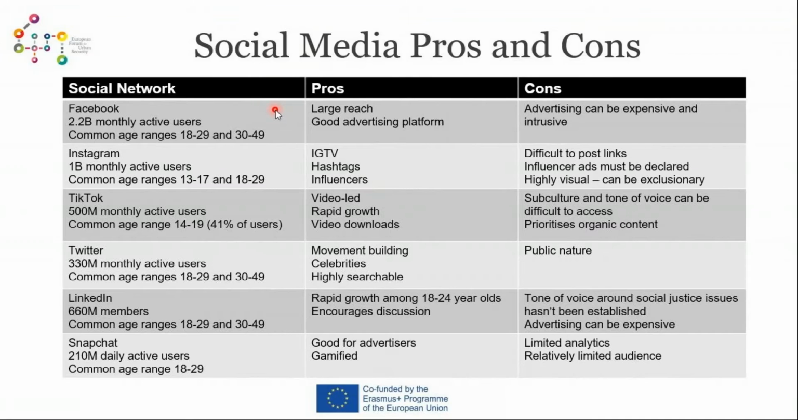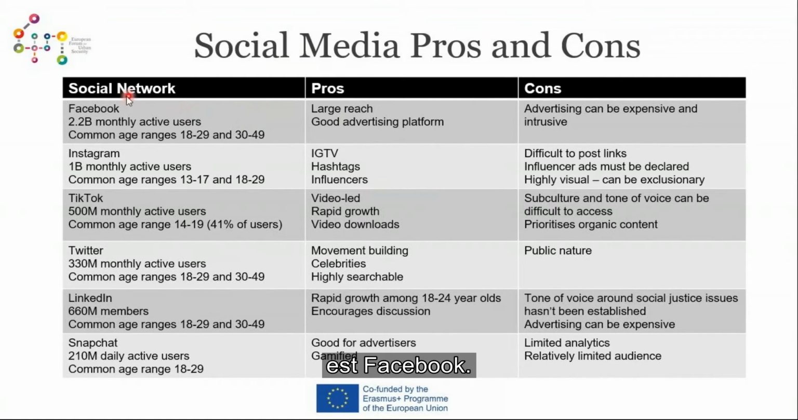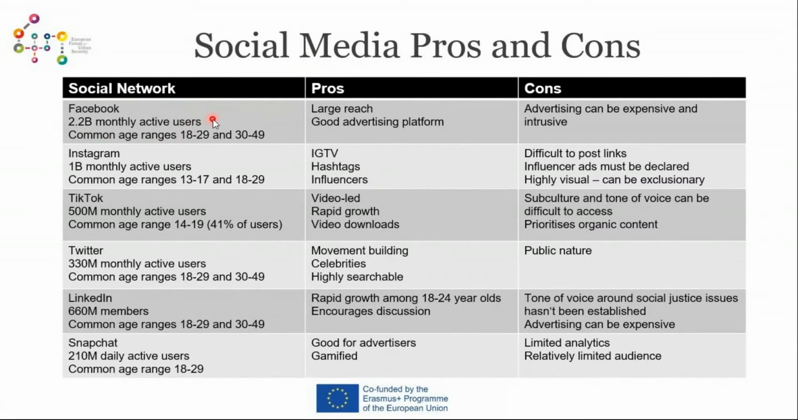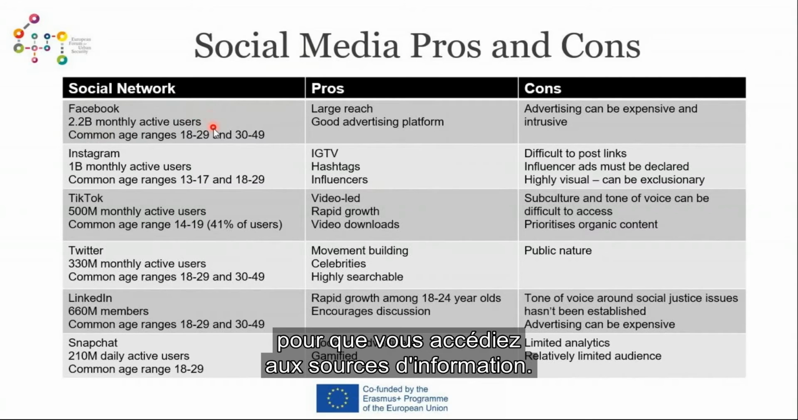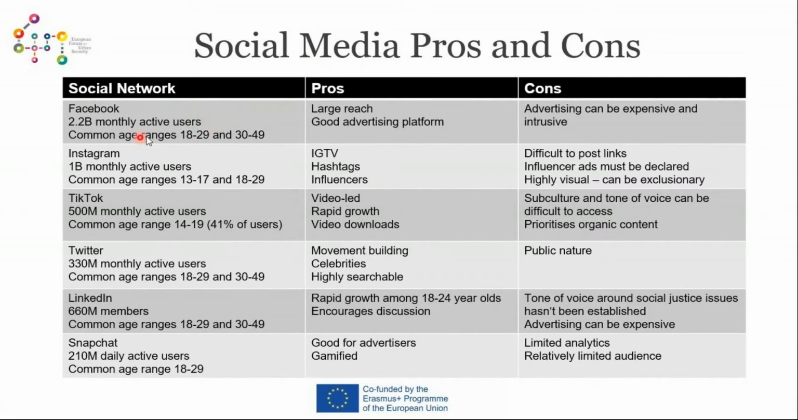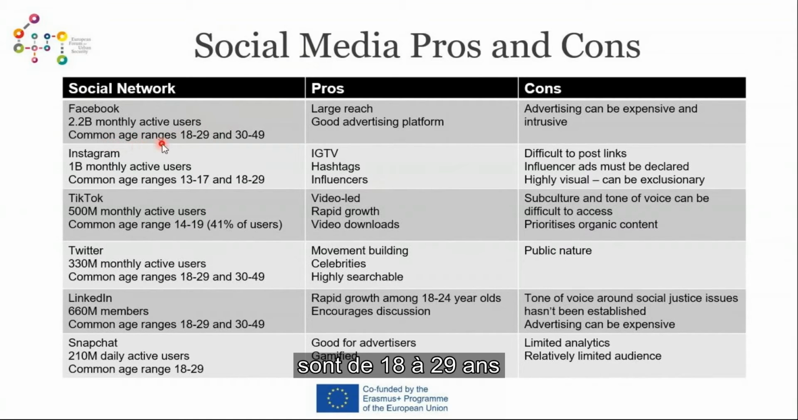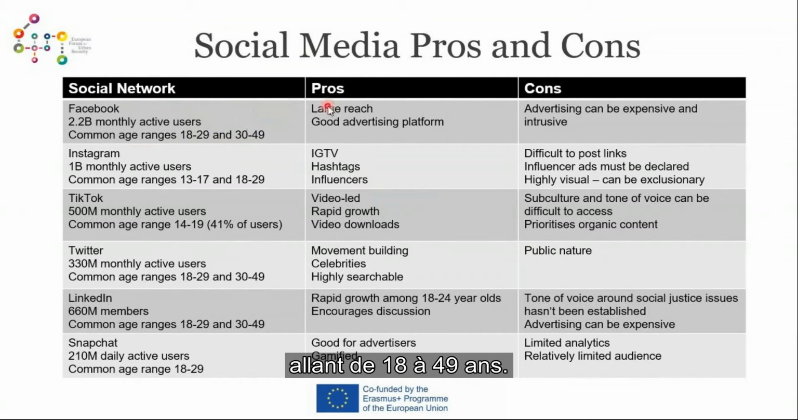and then we can go into measurement. So the first platform, which is one I'm sure you've all used and you're all using now, is Facebook. Facebook has about 2.2 billion monthly active users. I've left references in the presentation itself, so you'll be able to see where this information has come from. The most common age ranges for Facebook are between 18 and 29 and 30 to 49. So we have quite a broad age range of people.